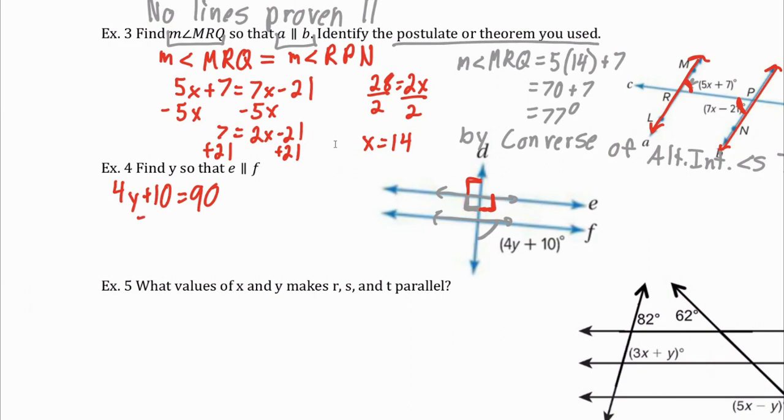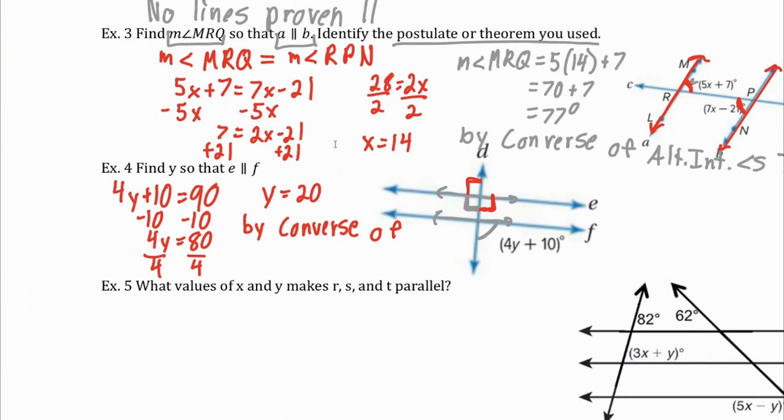So then we'd subtract 10 from both sides, and we get that 4y equals 80, and divide by 4. So in order for these to be parallel, y needs to equal 20, but again, we want to state our reasoning. It's going to be by the converse of, and again, you could say a few things.